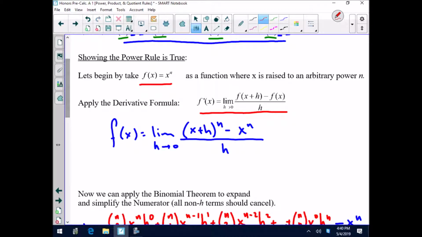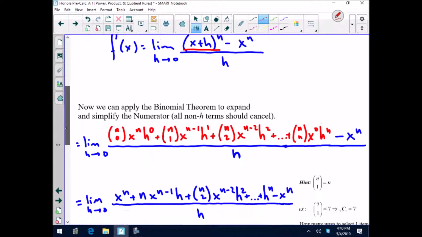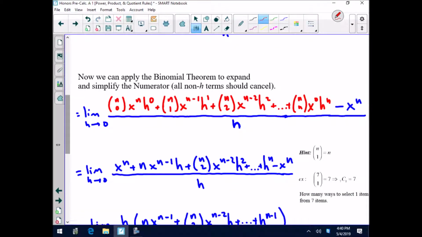Notice that our x plus h to the n is a binomial raised to the n power. And we can expand that binomial out, as we've done right here. We'll have this binomial expanded out in red, right? And then minus x to the n.